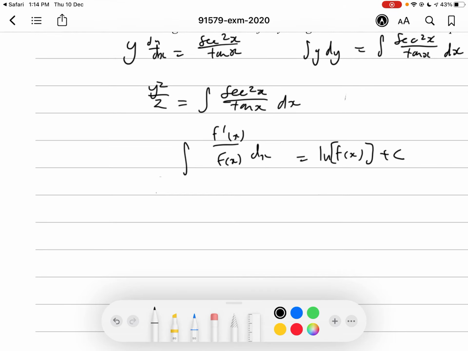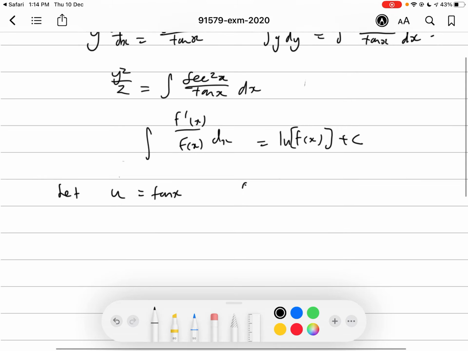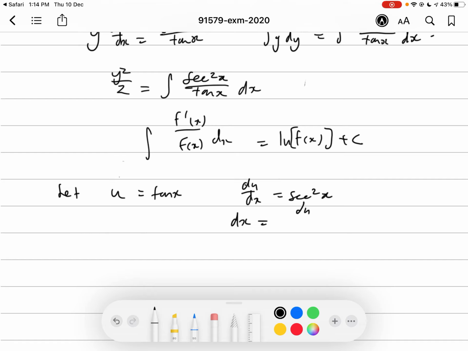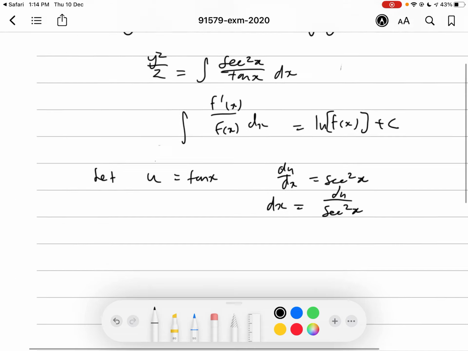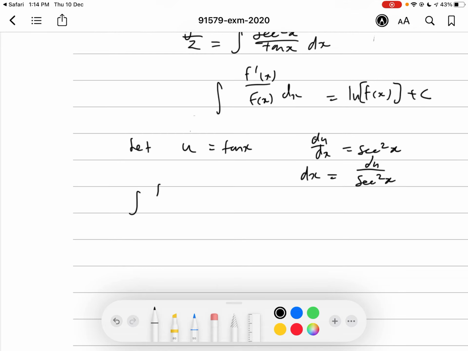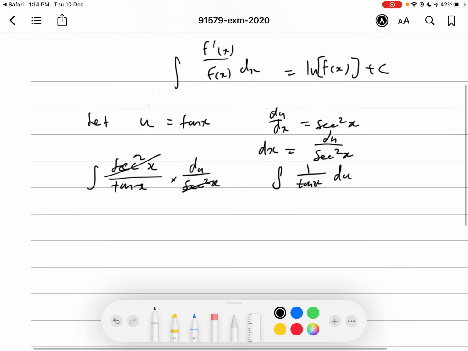We can say let u be equal to tan x, okay? So therefore du over dx equals secant squared x. And therefore we can say that dx equals du over secant squared x. So we can rewrite this as secant squared x over tan x times du over secant squared x. We can cancel those out. So we'll just have the integral of 1 over tan x with respect to u.